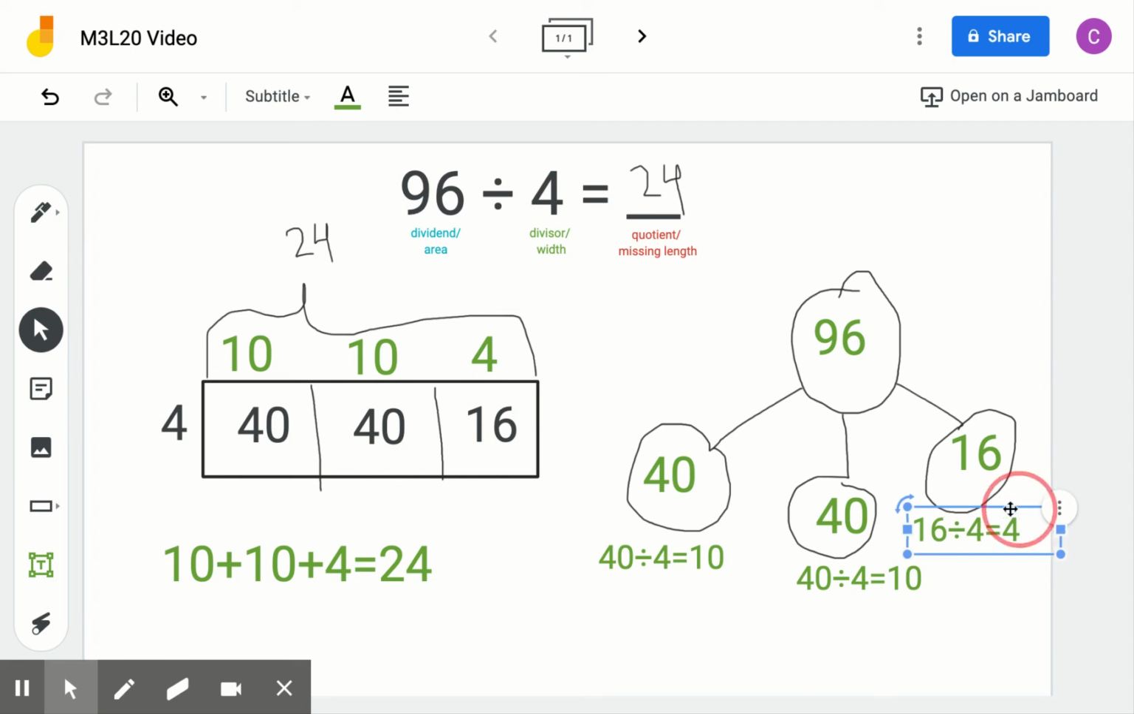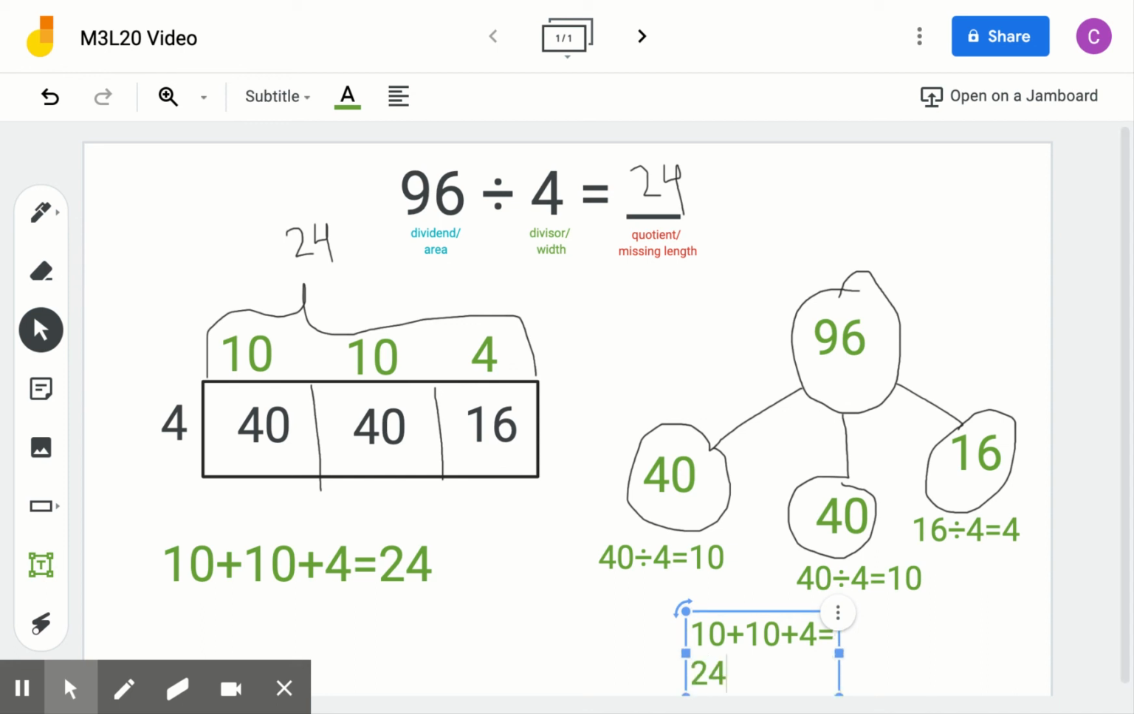So these are all partial quotients, right? These are all part of our answer. This 10 is part of our answer, and this 4 is part of our answer. All we have to do now is add those 3 parts up. 10 plus 10 plus 4. How easy is that? 10 plus 10 plus 4 is 24. So 96 divided by 4 is 24.